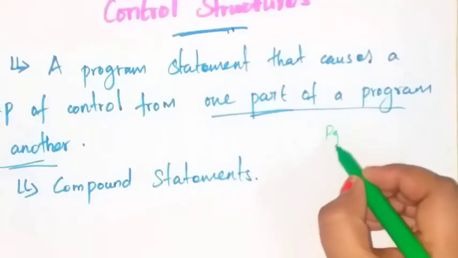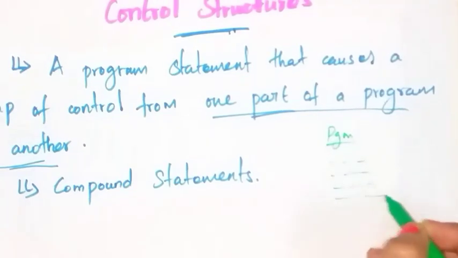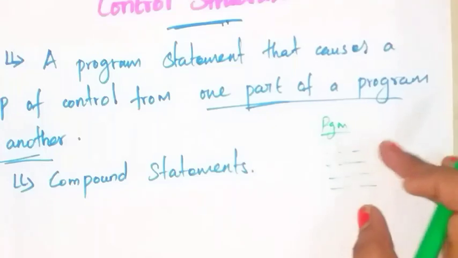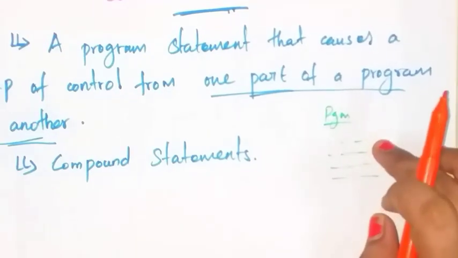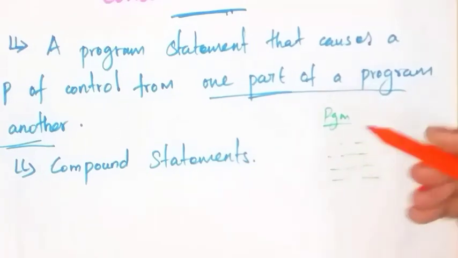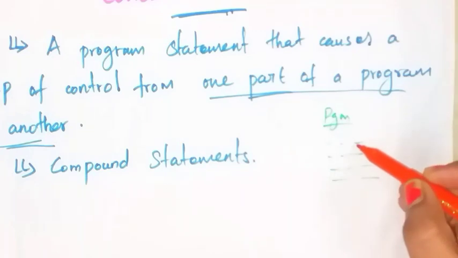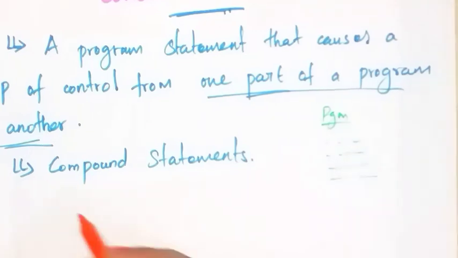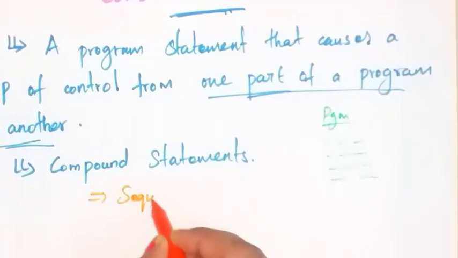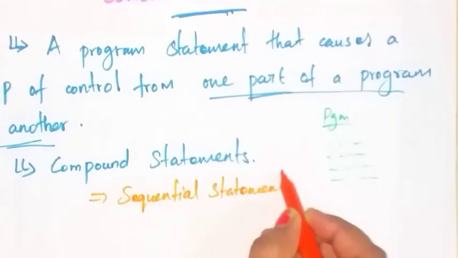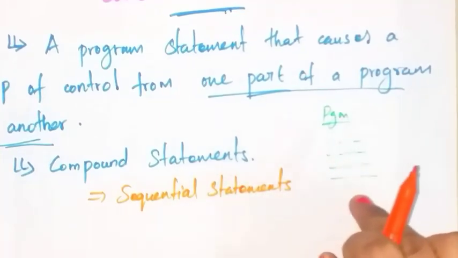A computer program may contain a set of statements. Okay, you have to execute these statements to get the result. Basically, these computer program statements are executed in a sequential order. Sequential order means what? One by one. Okay, one after another. So that is called sequential statements. Okay, sequential statements. These sequential statements are executed one by one in the sequential order.